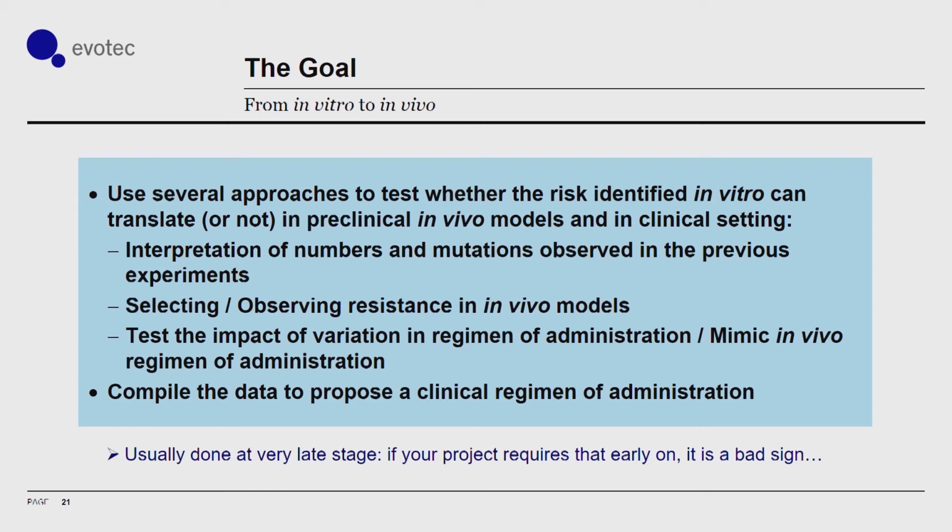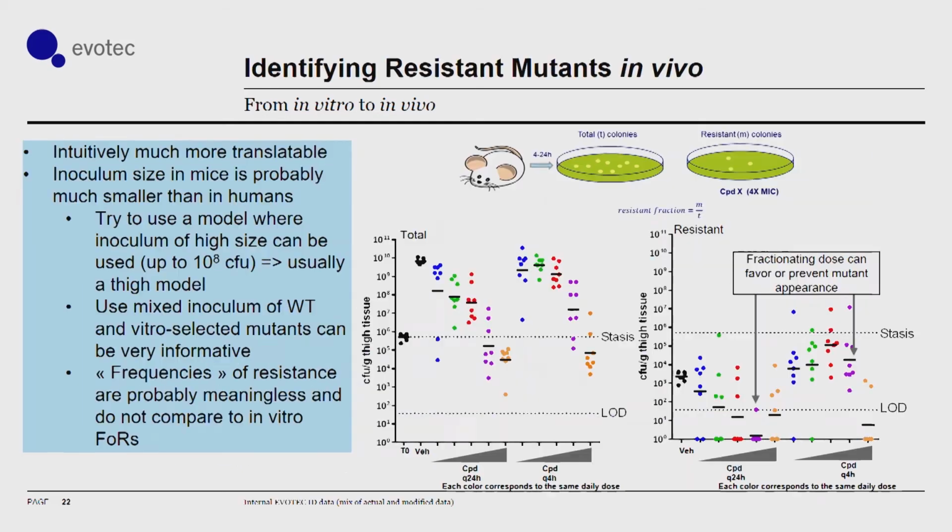And then, once you have that, you compile everything and you make a proposal. The goal here is to really propose a clinical regimen of administration. So all of that is usually done at a very late stage. If you have to do that early on, you're in trouble. Meaning, if you really think that at a very early stage you are sure this is going to go fine, I only have to dose at 10 times the MIC or 20 times the MIC and I will be fine, I would suggest go back to the Medchem program.